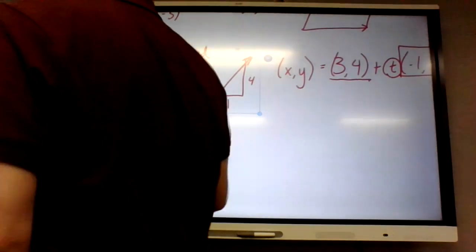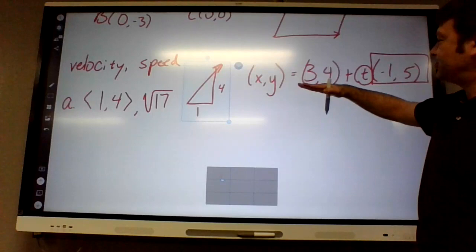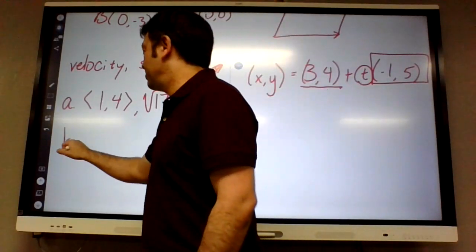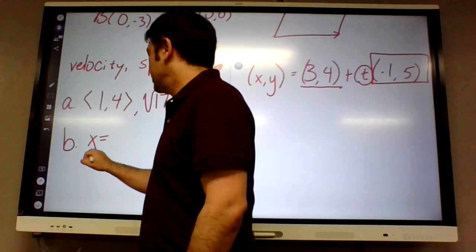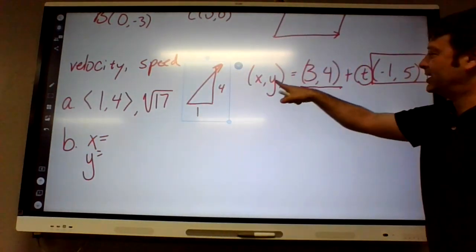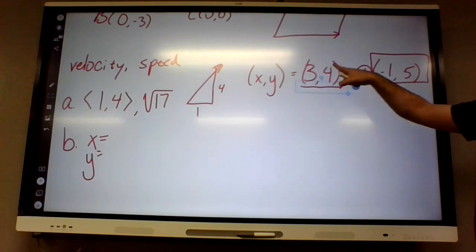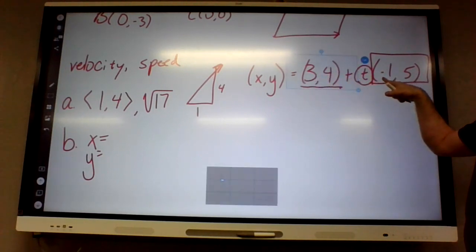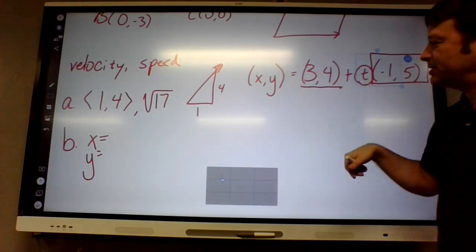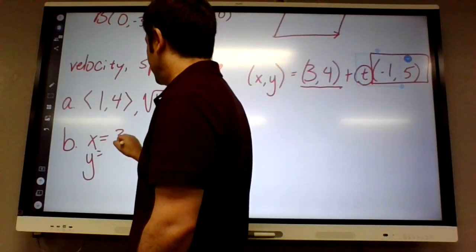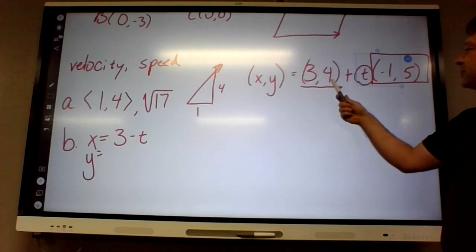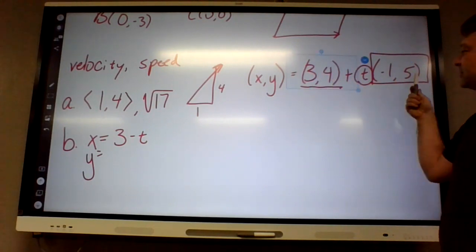Oh, yeah, I said that wrong. They called this one the vector equation, not the parametric. The parametric were when they separated the x and the y. So, how do we find the x? 3 plus t. 3 plus negative t, negative 1t, or 3 minus t. And the y value is 4 plus 5 times t.